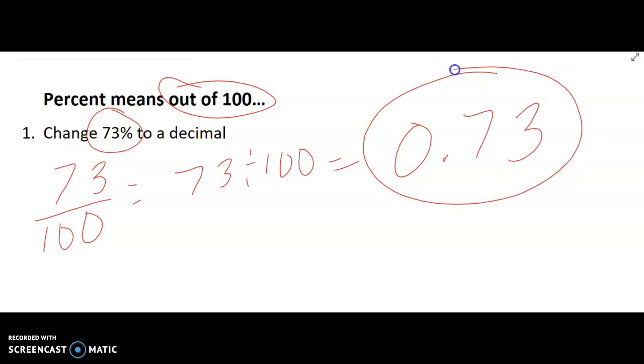Percent to a decimal. Notice what we did. 100 is 2 zeros, basically 2 decimal places. So if I have 73%, and I say I'm going to take the decimal point, which right now is at the end, to change it to a decimal, I simply divide by 100, which moves the decimal over and makes it 0.73.